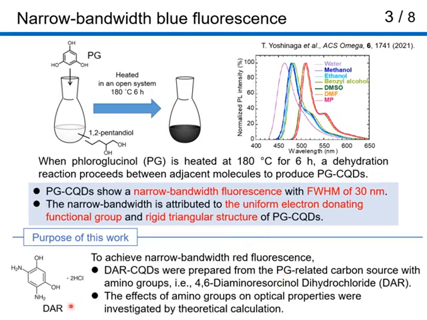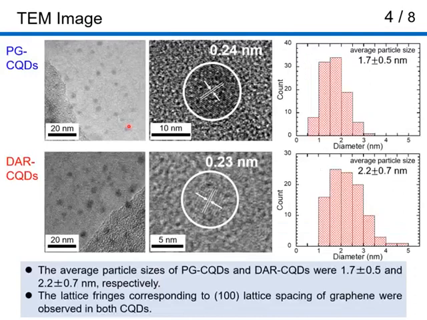PG-related carbon source, DAR, were used to prepare DRCQDs. The effects of amino groups on optical properties were investigated by theoretical calculations. The average particle sizes of PGCQDs and DRCQDs were 1.7 nanometers and 2.2 nanometers respectively. The lattice fringe corresponding to 100 lattice spacing of graphene were observed in both CQDs.